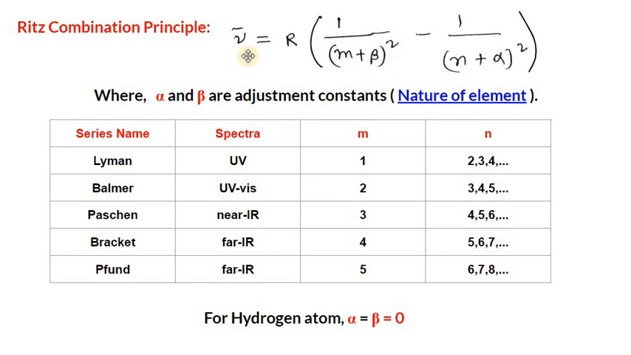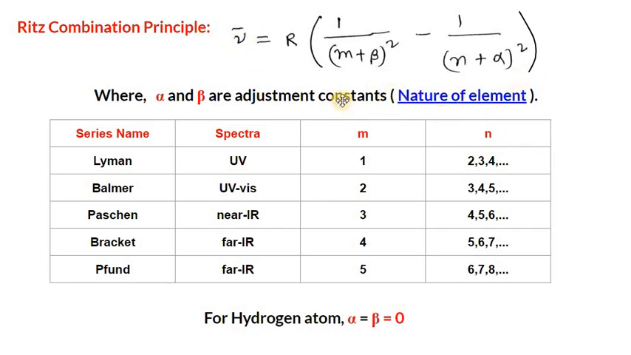And if we talk about different elements, hydrogen, helium, lithium, anything, for different elements we will get different alpha and beta values. Okay, so that's why alpha and beta are dependent on the nature of the elements. That's why we will get different spectra for different elements. Okay, so alpha and beta just adjust the nu bar value, based on the experimental value.